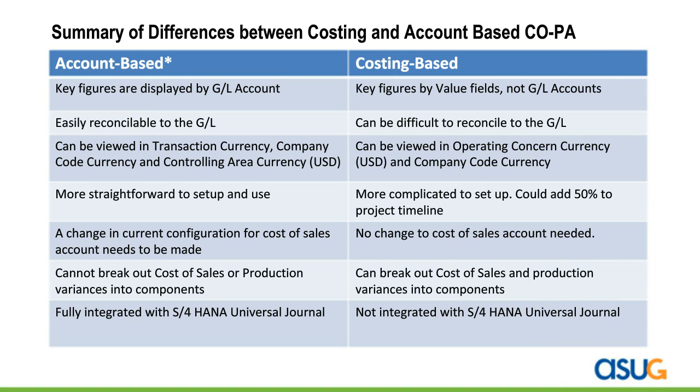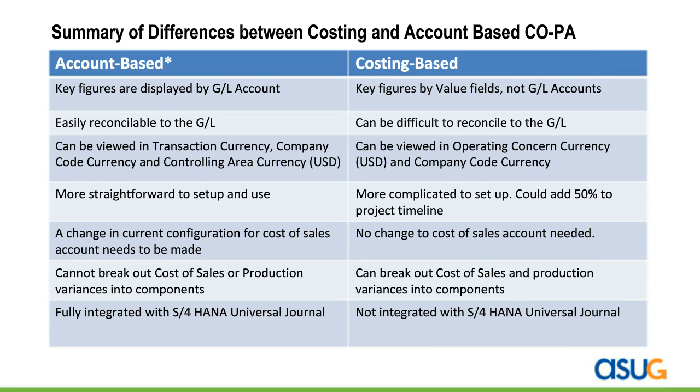Account-based is more straightforward to set up. Costing-based could take a little more time. A change in configuration for the cost of sales accounts needs to be made for account-based. For costing-based, the cost of sales account is usually not a cost element and is configured slightly differently. With account-based, you cannot break out your cost of sales or production variances, while costing-based you can. And again, that point is for ECC.